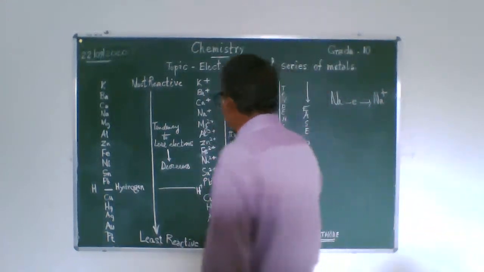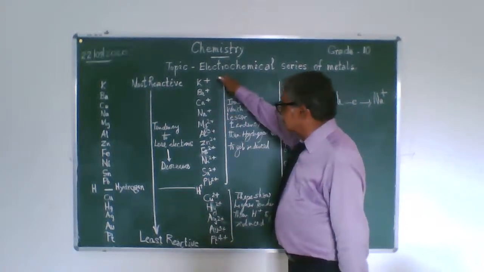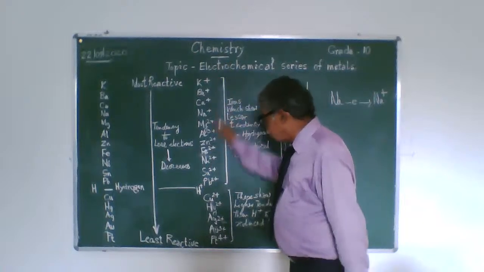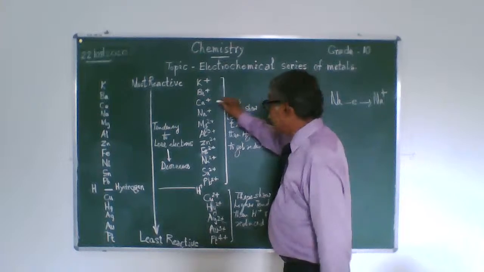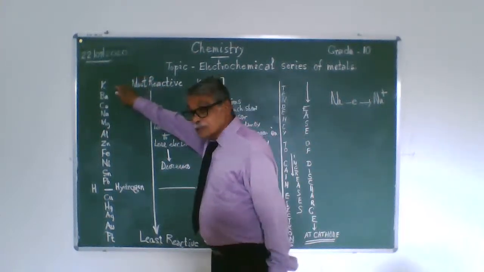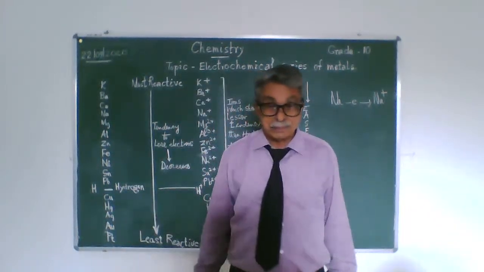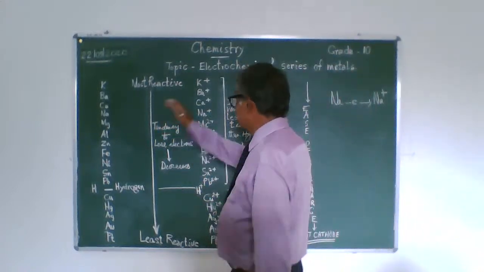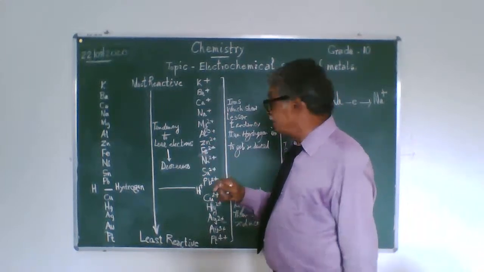So now, if you prepare a list of ions on this line, potassium ion first and platinum ion last, we have got a vertical series. This is the electrochemical series of metallic ions, and this is the electrochemical series of metallic atoms. So atoms changing into ions, chemical reactions start.